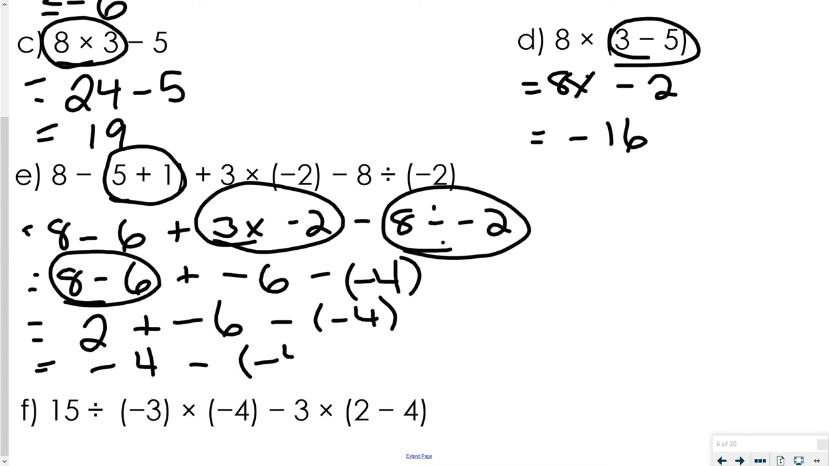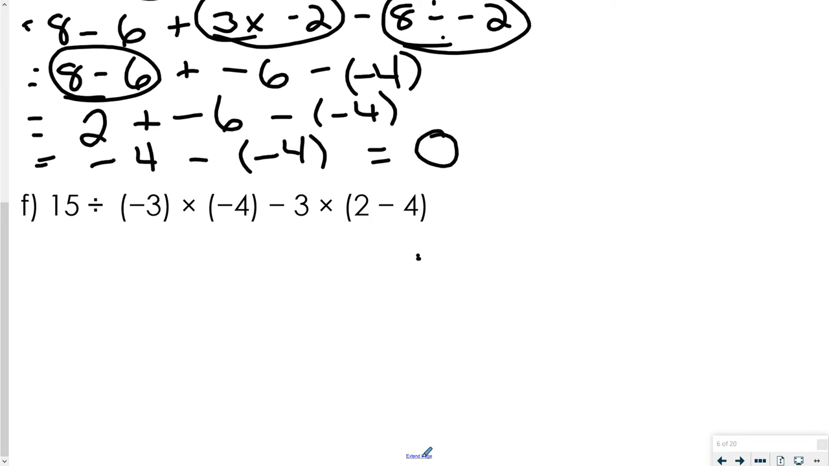Subtract negative 4. Okay, negative 4 subtract negative 4, right? It's the same thing, subtracting the same thing is 0. Okay, so I'm going to try and extend my page here, and let's try the next one.